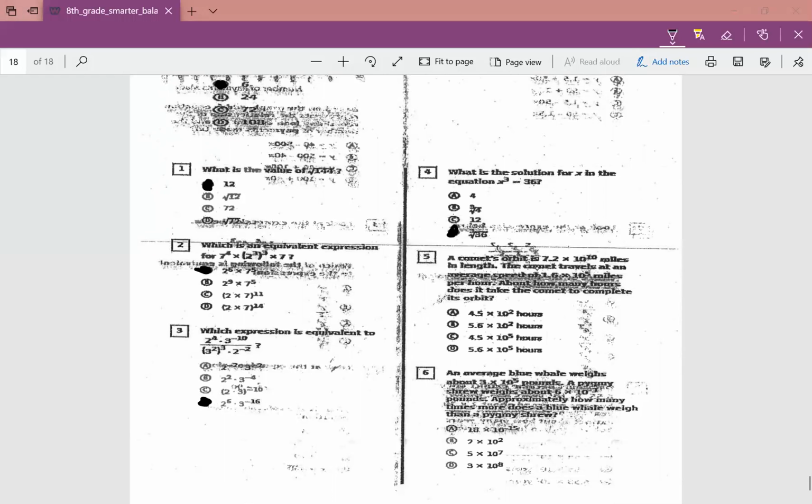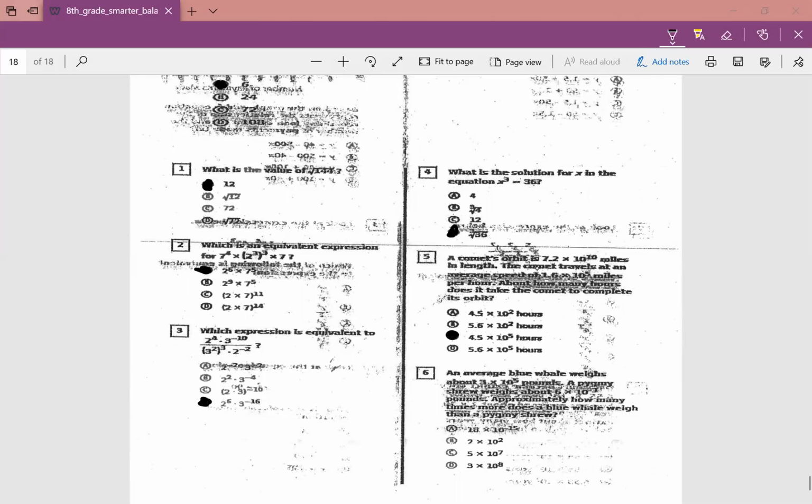Number 5, a comet's orbit is 7.2 times 10 to the 10th miles in length. The comet travels at an average speed of 1.6 times 10 to the 5th miles per hour. About how many hours does it take the comet to complete its orbit? So you want to divide the two whole numbers and then subtract the exponents. 7.2 divided by 1.6 is 4.5, and then 10 to the 10th minus 10 to the 5th is 10 to the 5th. So the correct answer there is C.